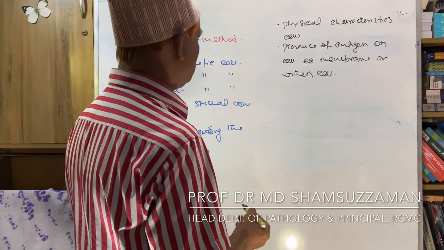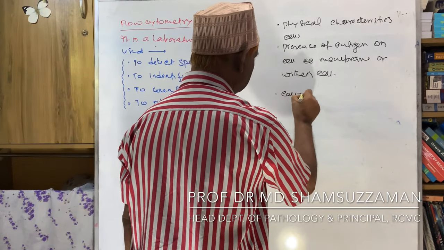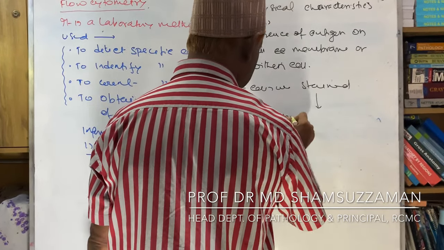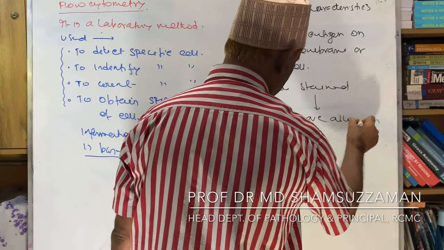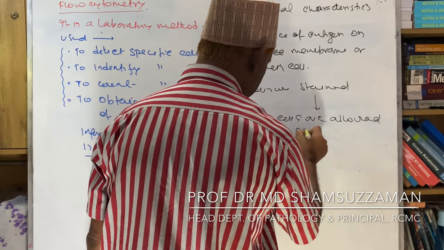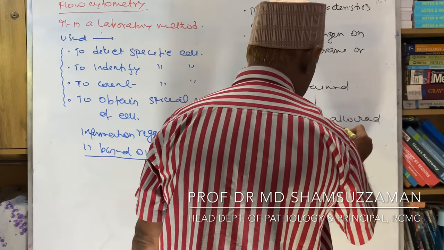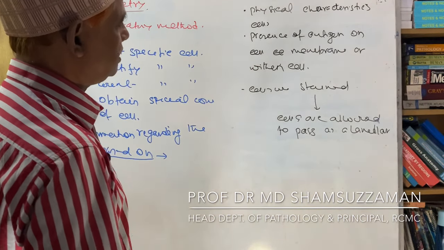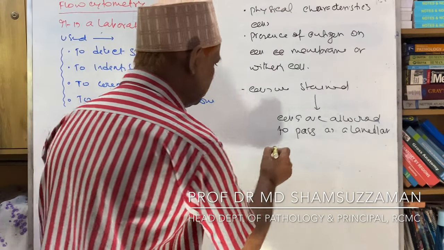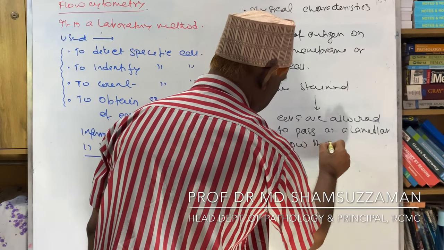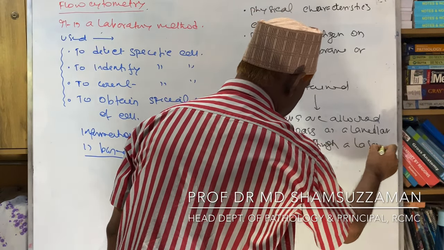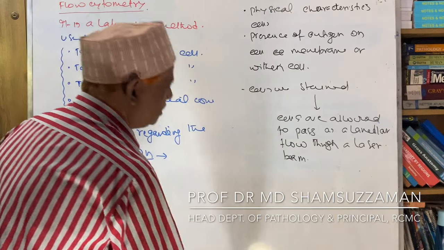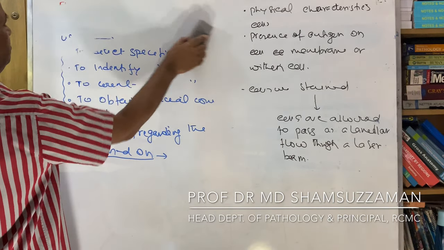What is done in flow cytometry? First, the cells are stained. After staining, the cells are allowed to pass as a laminar flow through a laser beam.